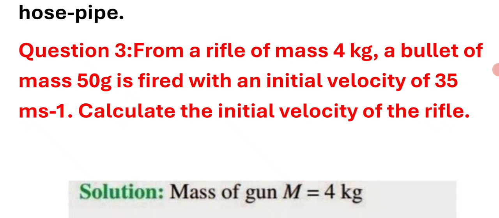Question number 3. From a rifle of mass 4 kg, a bullet of mass 50 gram is fired with an initial velocity of 35 meter per second. Calculate the initial velocity of the rifle.